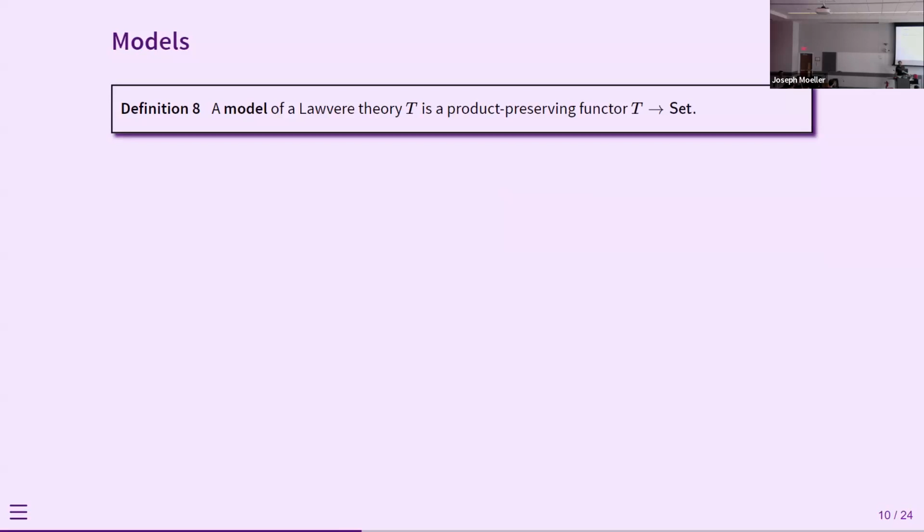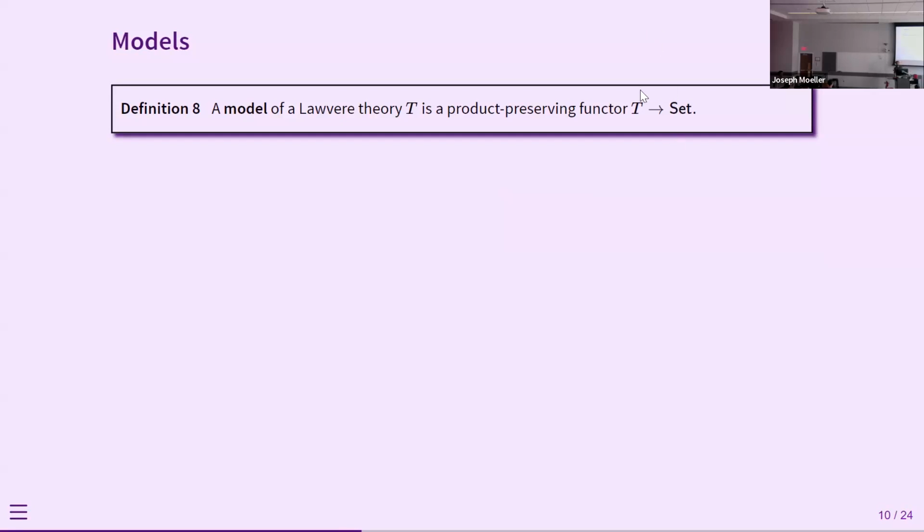A model of a Lawvere theory is a product preserving functor from T to set. Notice that this slide doesn't have very much on it. That's because category theory is awesome. This is all you need to know about models. But, okay, I'll say a little bit more. A model of any of these theories that I'm talking about, like theory of rings, theory of groups, blah, blah, blah, it's exactly a group.